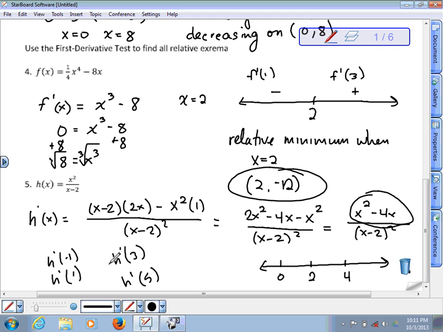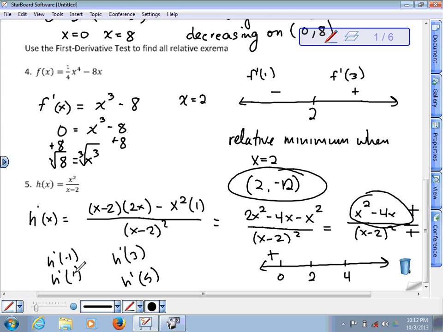We've got to figure out what's happening with all these. So if we plug in a negative 1, negative 1 squared is positive. Negative 4 times negative 1 is positive. And a positive, so we have a positive in the numerator. Now, this denominator is being squared, so regardless of what happens in the parentheses, squared it always becomes positive. So the denominator will always yield something positive. Positive divided by a positive is a positive interval.